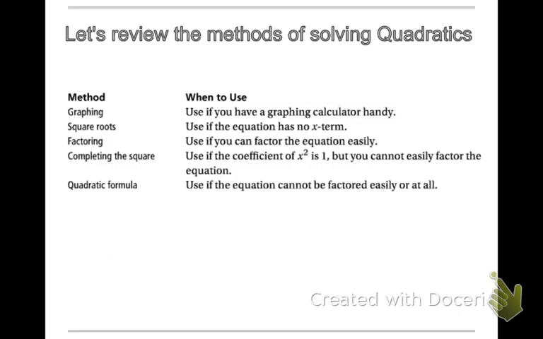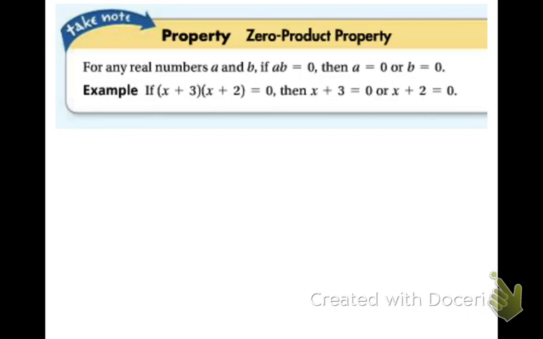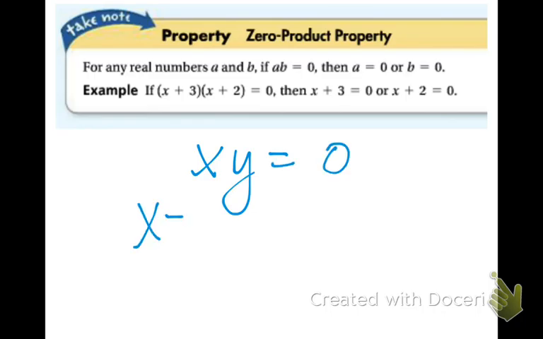Well, thankfully, we have a new method. We know how to graph. We know how to do square roots. And you should know how to factor, and that's what we're going to be using today. So we're going to go back to the zero product property rule, and that is simply, remember, when you're doing something like this, x could equal 0, y could equal 0, or both could equal 0.